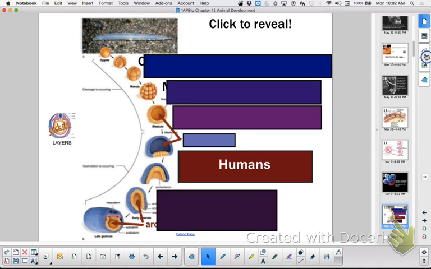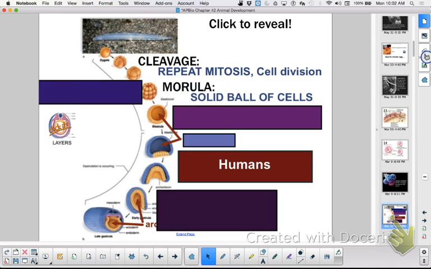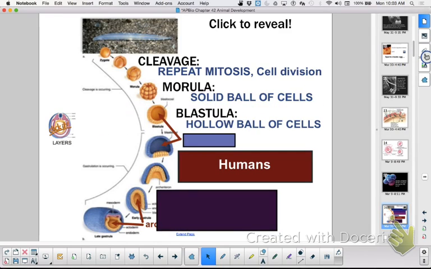Good. So take a look up here. Now, I'm showing you a lancelet or fish, which has very little yolk. So here we can see cleavage, repeat mitosis. It's about the same size, but now we do cleavage, cleavage, cleavage. We form a solid ball of cells called a morula. We're going to pump in some salt. Who follows? Water, and we form a blastula, a hollow ball of cells. The cavity inside is called a blastocele.